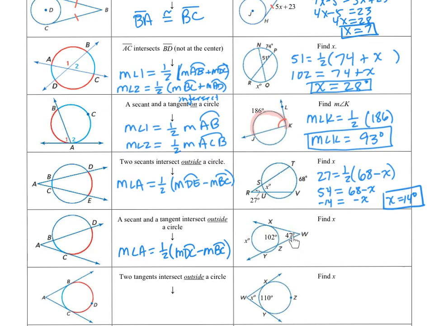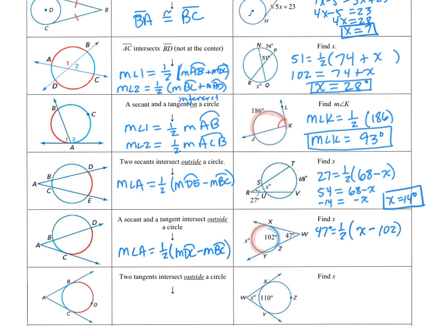So this 47-degree angle is going to be half the difference of, let me highlight, half the difference of this bigger arc minus this smaller intercepted arc. Okay, so let's write an equation for that 47-degree angle. It's going to be equal to 1/2 the difference of the bigger arc, this arc, which is x, so that's going to be x minus the measure of the blue arc, which is 102.